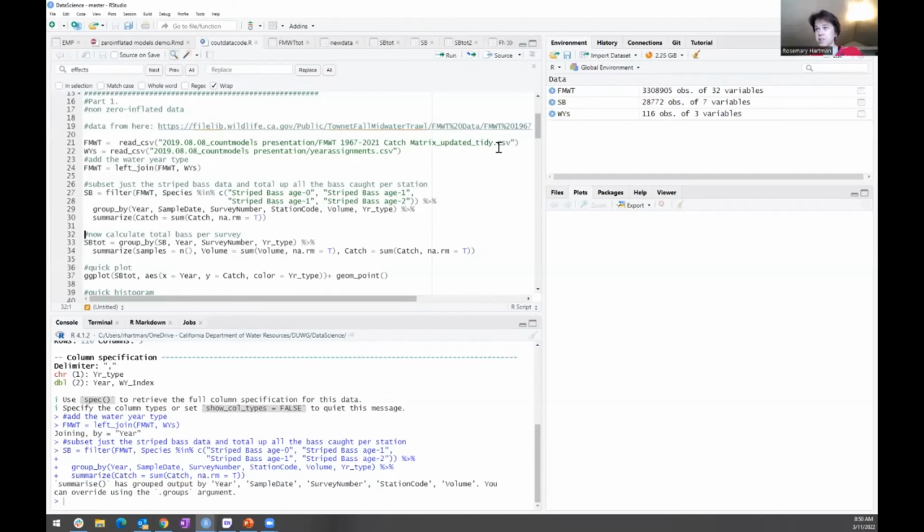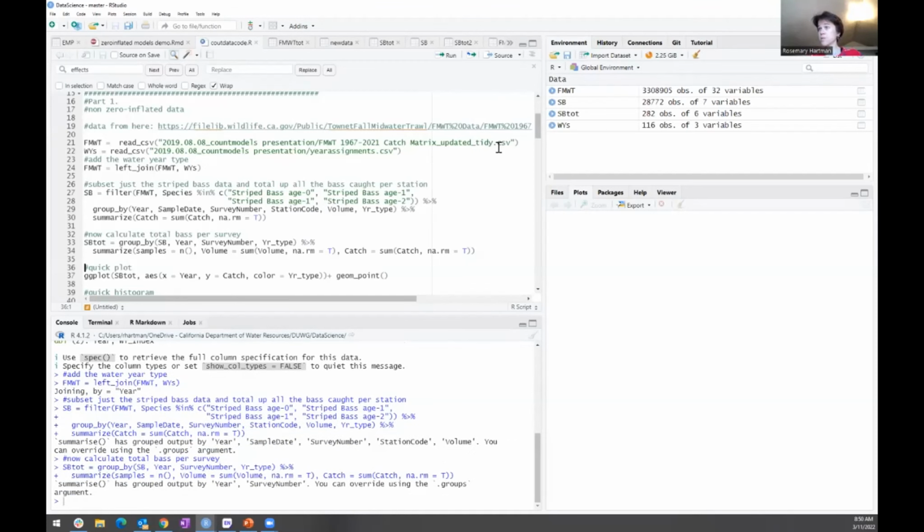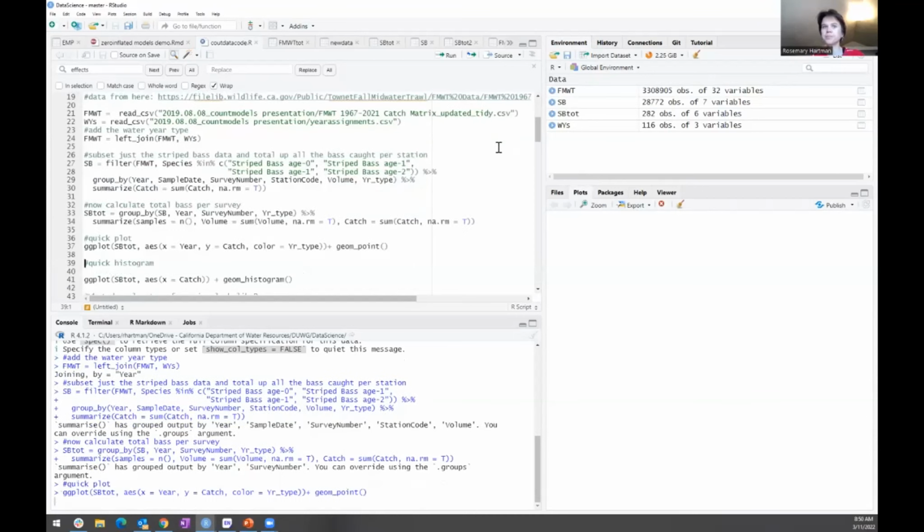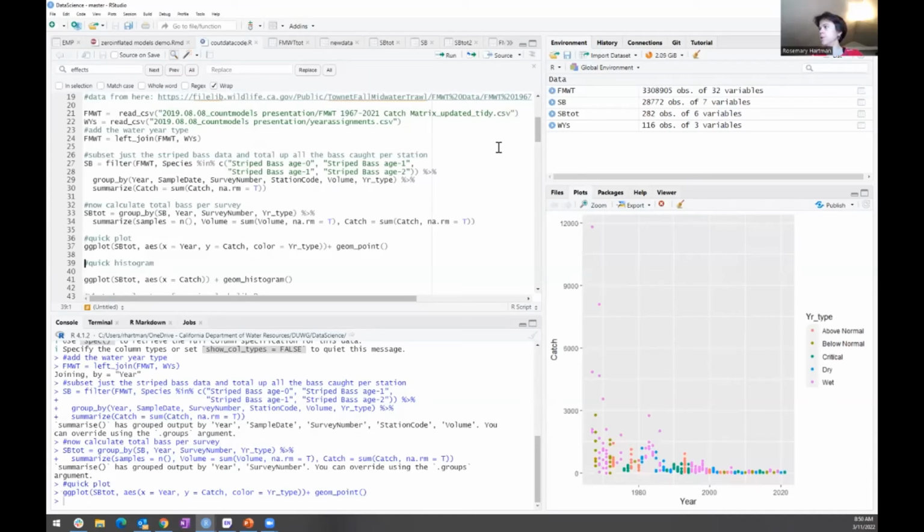I subset striped bass and calculate the total number of striped bass caught per monthly survey. Now, whenever I get a data set, first thing I do before I run anything is just do a quick plot or two. So, looking at catch over time, color coding by year type. Okay, we have some really high catches in the beginning, then it got a lot lower. Recently, it's been really low.